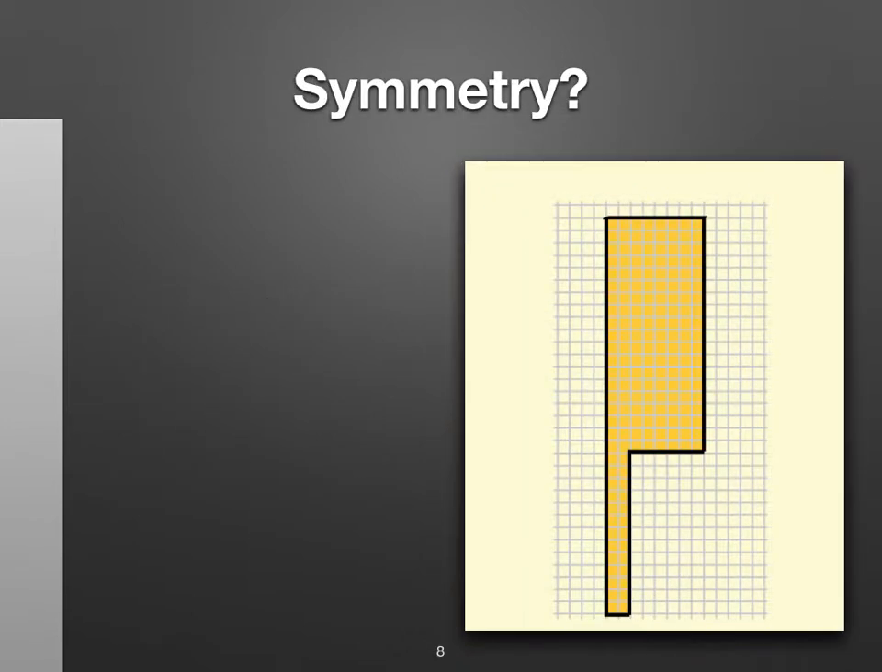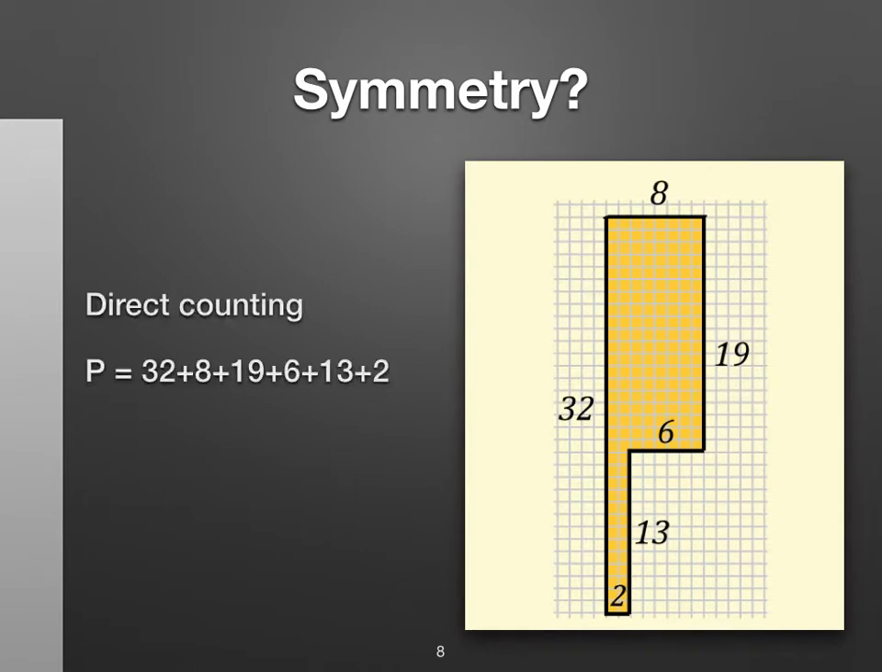Symmetry cannot be used in order to find the perimeter of this figure. Measuring each piece takes quite a time. By shuffling around pieces of the perimeter, we can try to simplify the problem.